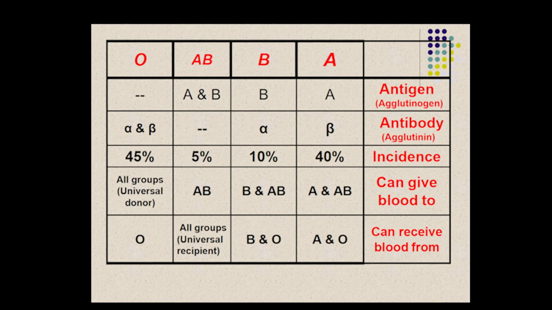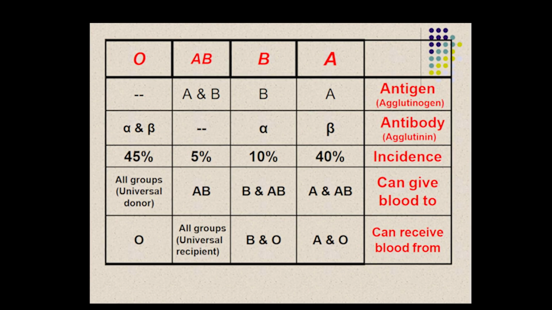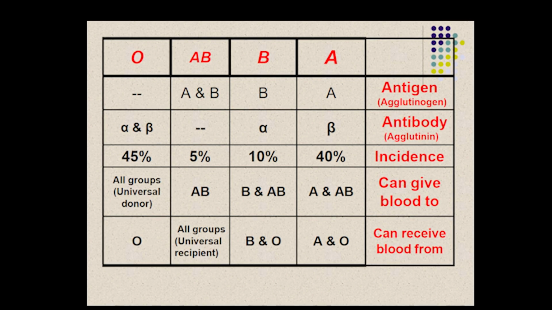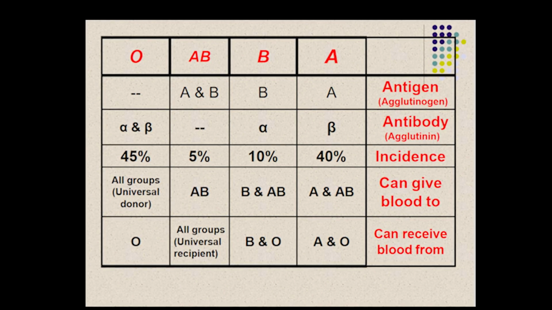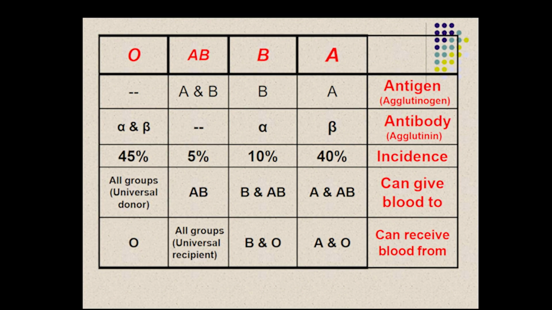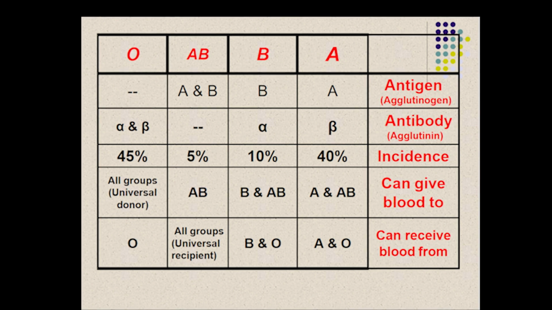Here is a small table. We can consider it as the brief of the ABO system. As we see here, we can see the antigen and the other name of it, which is called the agglutinogen, the antibody, the incidence, can give blood to, can receive blood from.